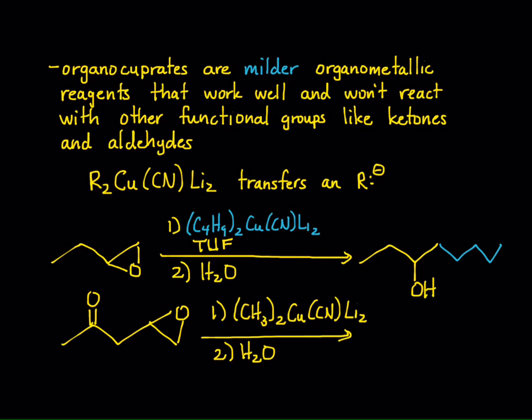Now, the key for organocuprates is being able to react and extend the carbon chain, reacting an epoxide in the presence of something like a ketone. If I were to use a Grignard or an organolithium reagent, it would react with both the epoxide and the ketone. If I react this particular structure with dimethyl copper cyanodilithium, then all I get is the reaction with the epoxide. And so I'm simply adding a methyl group to that structure and forming my alcohol. So that's a key component to this particular reaction.